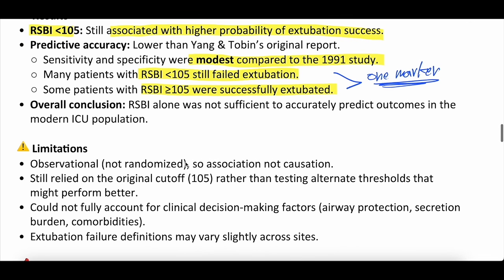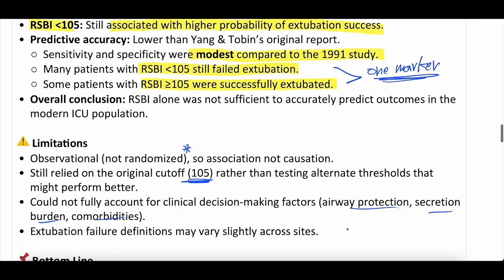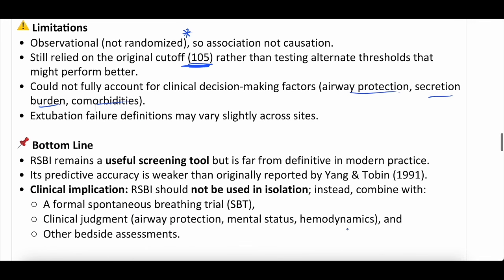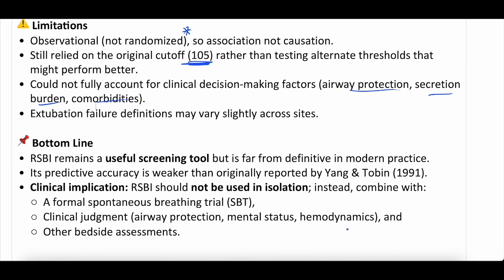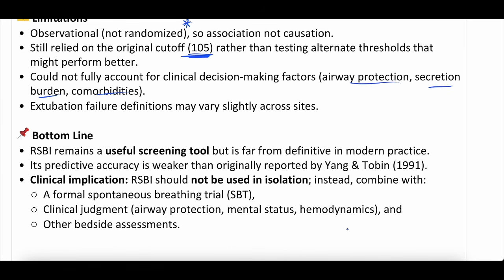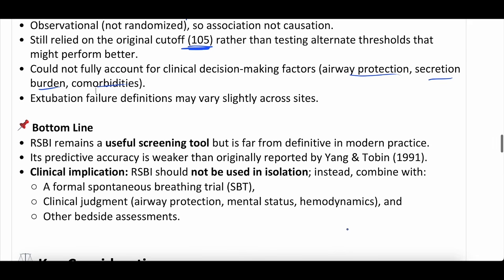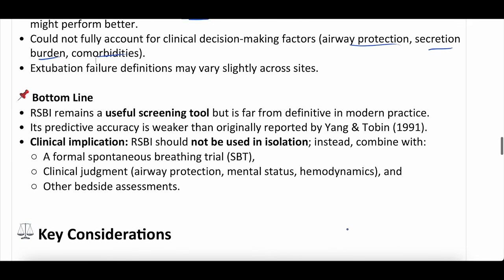Do note that this was an observational trial. It was not randomized. They looked only at an RSBI less than 105, not multiple different RSBIs. And there are some things you couldn't really account for: airway protection, secretion burden, all that kind of stuff, which obviously can affect extubation failures. So bottom line here, RSBI is maybe a screening tool or just one piece of data, but its predictive accuracy is not absolute, and you should use your clinical judgment and some of these other clinical assessment strategies in addition to the RSBI to help guide you.